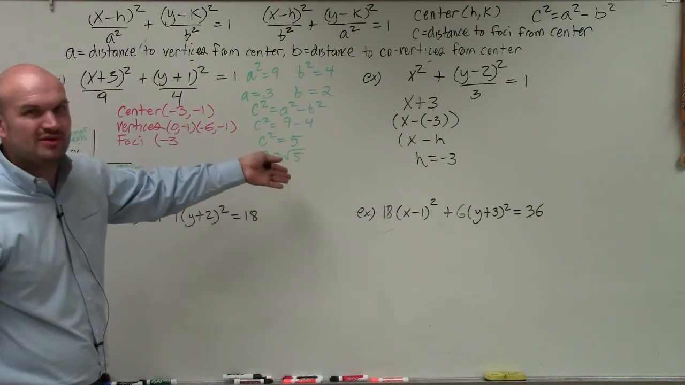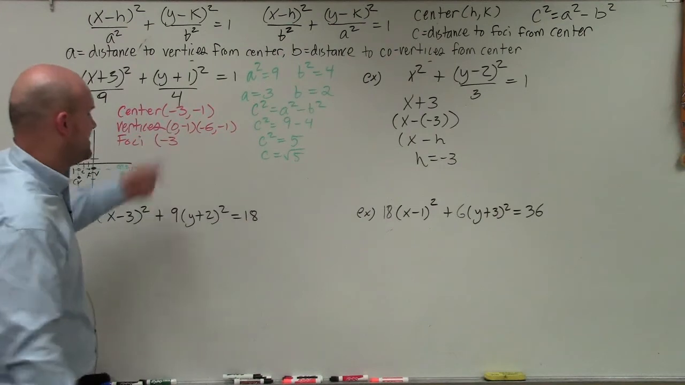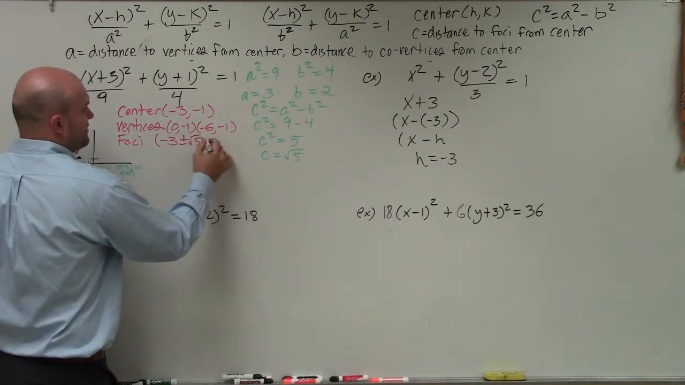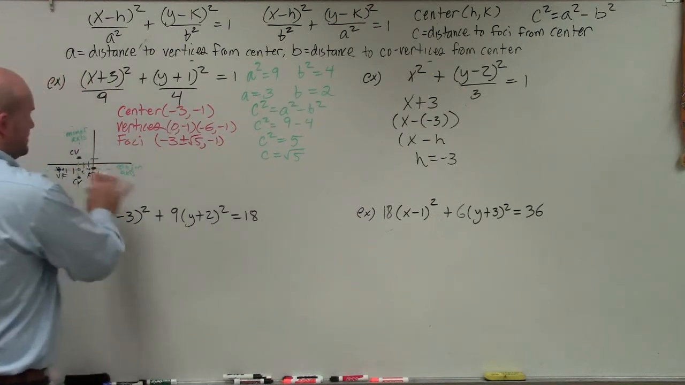But what are you going to do with the square root of 5? You can't take the square root of 5 and add it to negative 3. So I'm just going to leave that as plus or minus the square root of 5, comma, negative 1, because the y-coordinate still is the same.